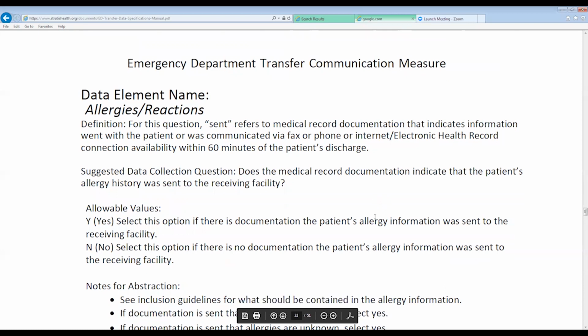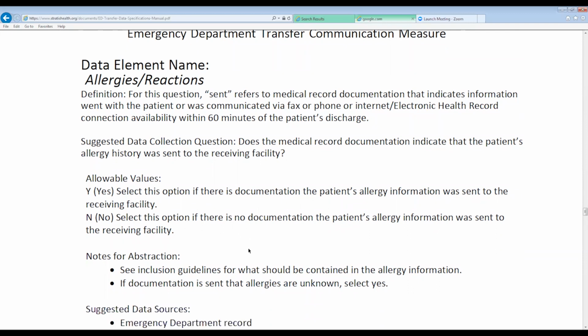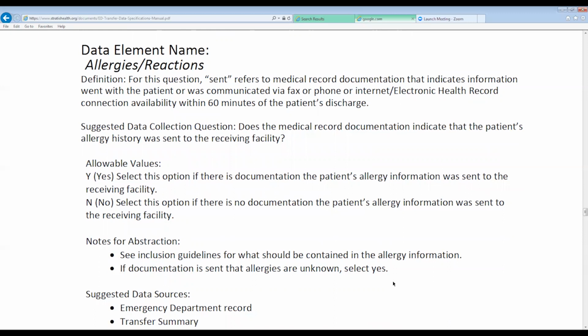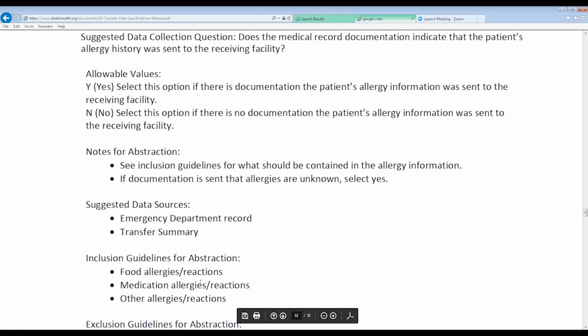Allergies or reactions. So if they're using the term reactions and they don't mention allergies, that's okay. Or allergies are okay. So either of these words are acceptable. So you want to see that there was documentation about that information and it was sent to the receiving facility. If it says allergies are unknown, that's okay to select yes. That we take that to mean that someone tried to make an assessment of that, or the person doesn't believe they have any known allergies. That's a yes. So any kind of allergies or reactions, food or medication or anything else.